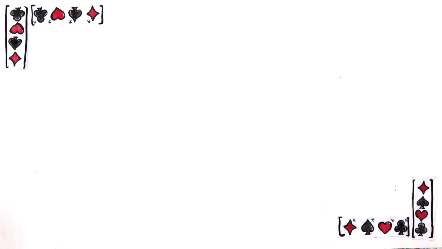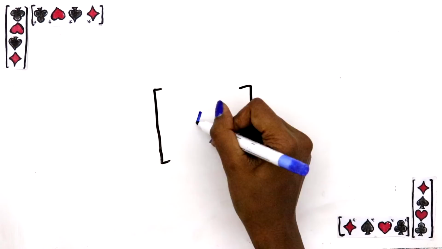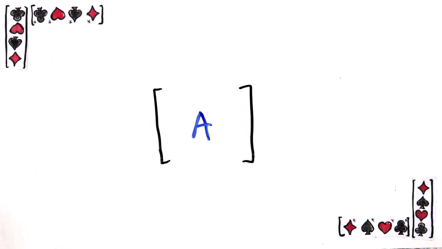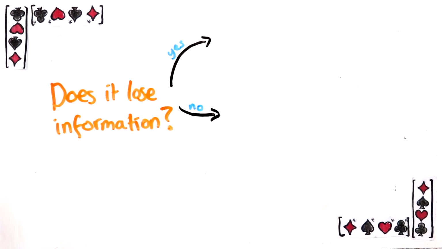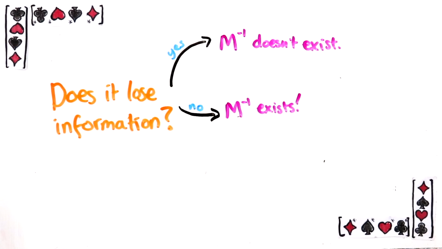What about square matrices then? We saw an example where a square matrix doesn't have an inverse, but how can we figure out if a matrix does or doesn't in general? Actually, for a square matrix, all you have to do is check whether M loses information or not. If it does, then sorry, you're out of luck, as we know. But if it's not, then M inverse does exist and it's really easy to find.